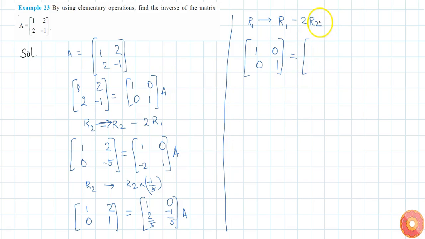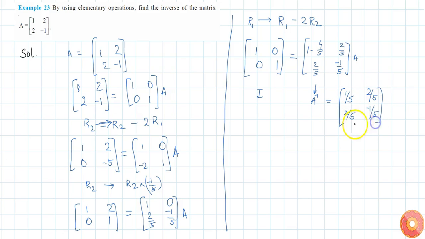Now let us see what the right side will become. R1 minus 2 times R2. 1 minus 2 times 2 by 5 is 1 minus 4 by 5. And this is 0 minus 2 by 5, which will come out as 2 by 5. This is 2 by 5. This is minus 1 by 5 times A. This is the identity matrix, so this is the A inverse. A inverse is equal to, if you simplify it, 1 by 5, 2 by 5, 2 by 5, minus 1 by 5. This is our final answer.